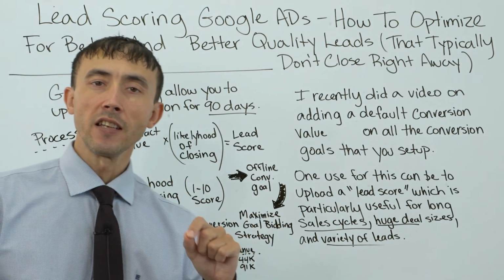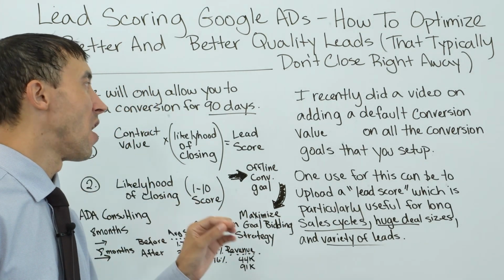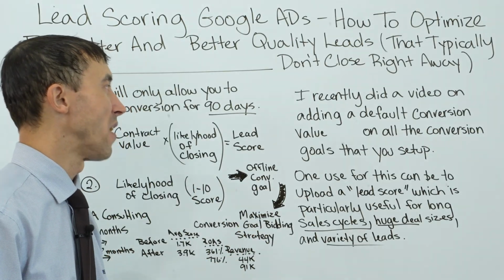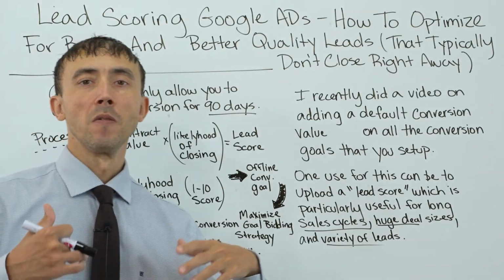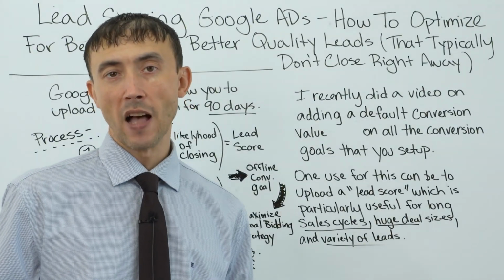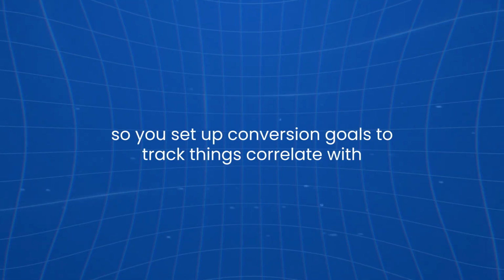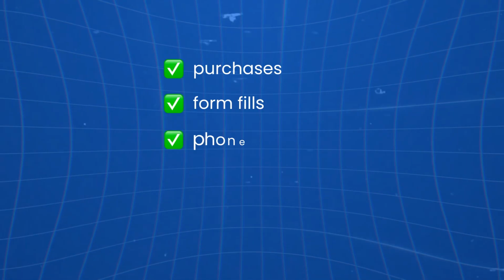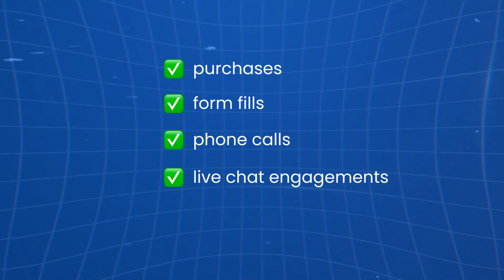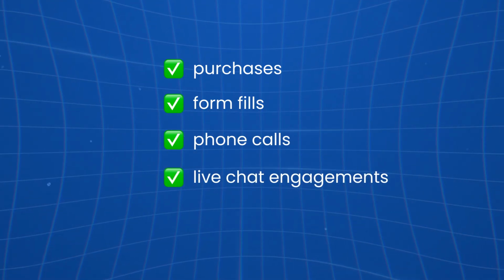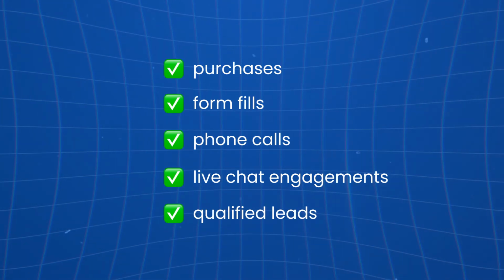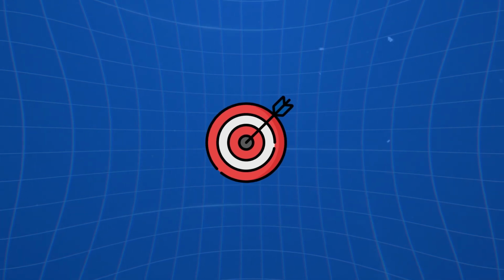So I recently did a video on adding a quote-unquote default conversion value on all the conversion goals that you're setting up in your Google Ads account. So you set up conversion goals to track things that correlate with purchases: form fills, phone calls, live chat engagements, going further from there, leads that are qualified, leads where you set an appointment, so on and so forth. And you ideally want to set up a goal for each step of the sales process.